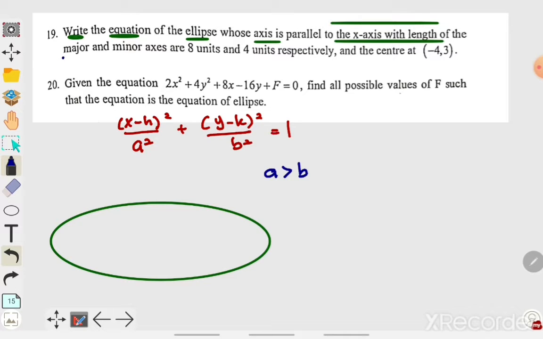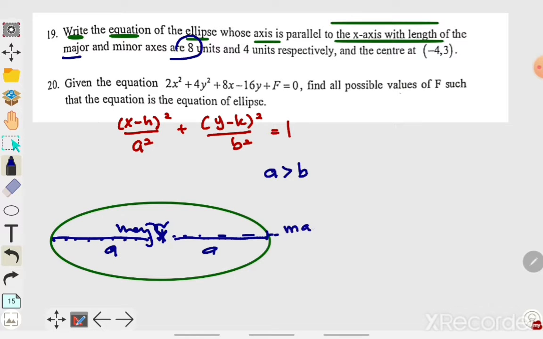Next is the major axis and its unit. So this is the major. Altogether, this major is parallel to the x-axis, and the center must be at the centroid. So this equals a plus a. So the major equals 2a. Then the major equals 8. So 8 equals 2a. Therefore, you have that a equals 4. Okay, let's move on to the next case.